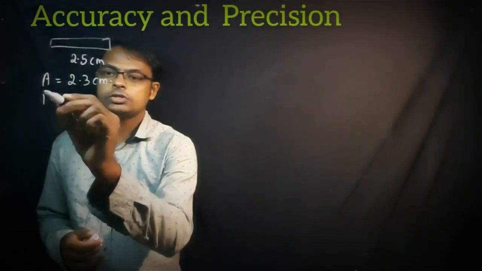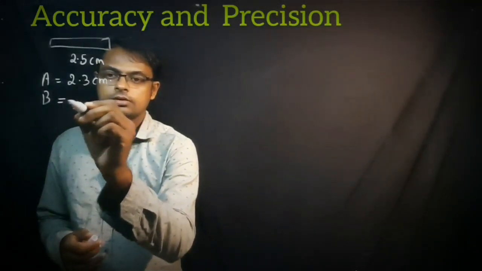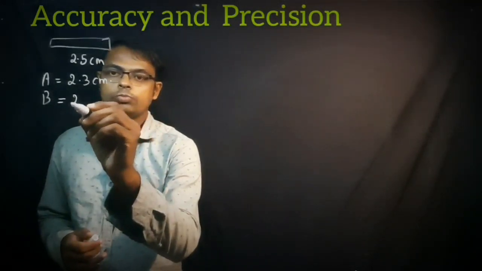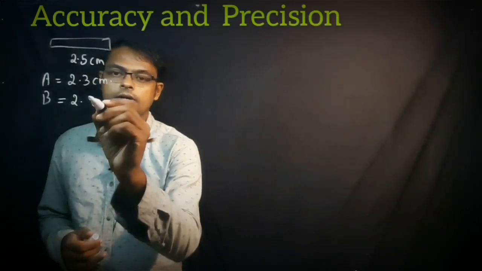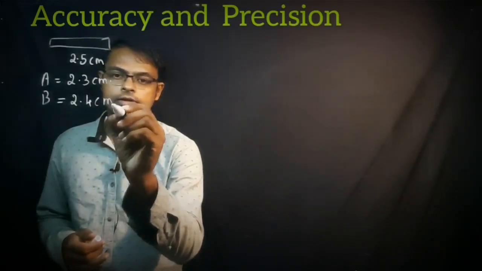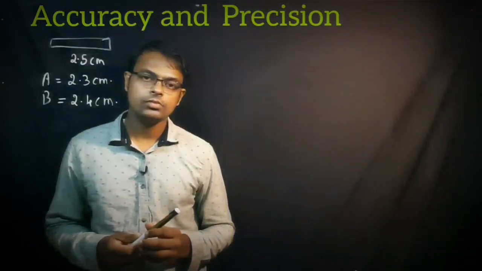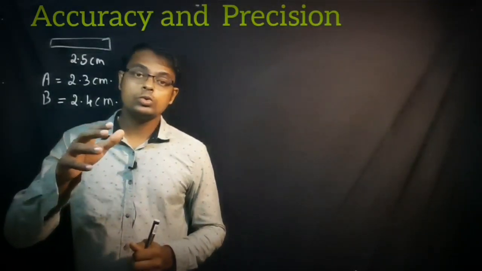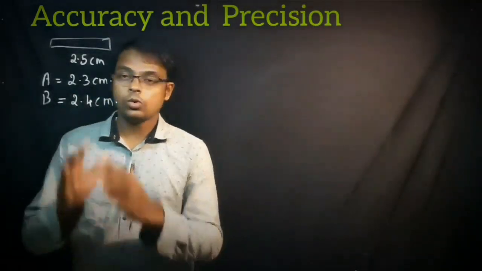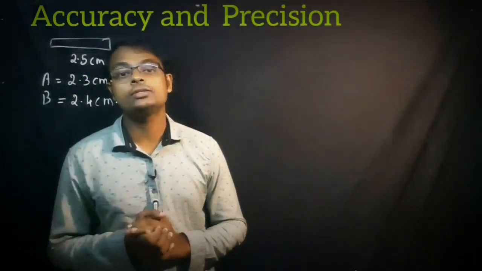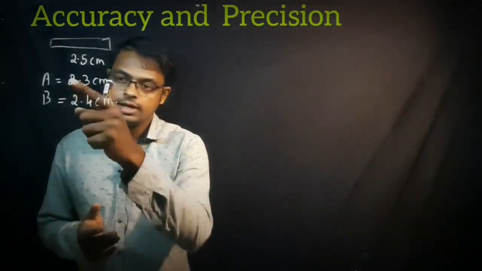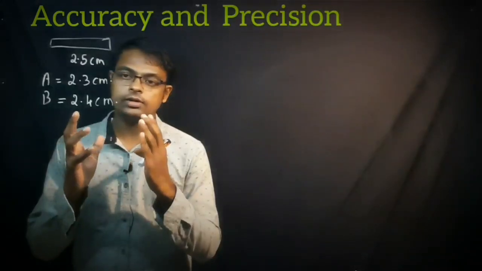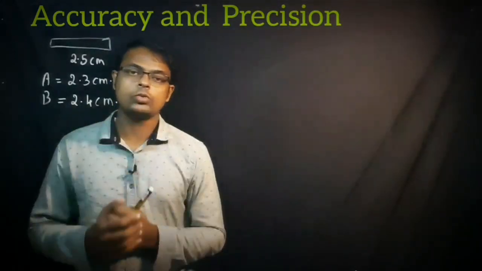Another student measured with the same instrument and he got 4 centimeter. Just an example. Which one is more close to the true value? So already the true value is given as 2.5 centimeter. So among this A, B, which one is having maximum closeness to the true value?